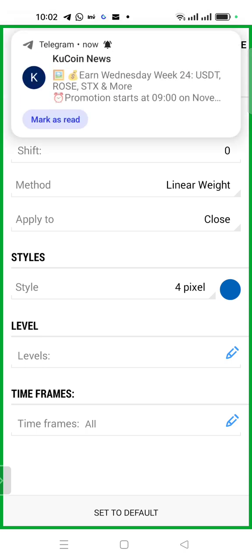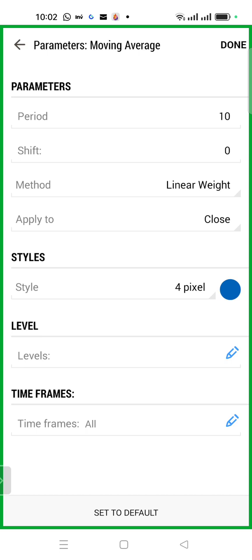Style, you can use any color. I'm using blue here. You can decide to use red, green, whatever color you want to use, as long as it's appearing on your chart. Then no levels, and the time frame should be on all time frames. So those are the settings for the moving average.